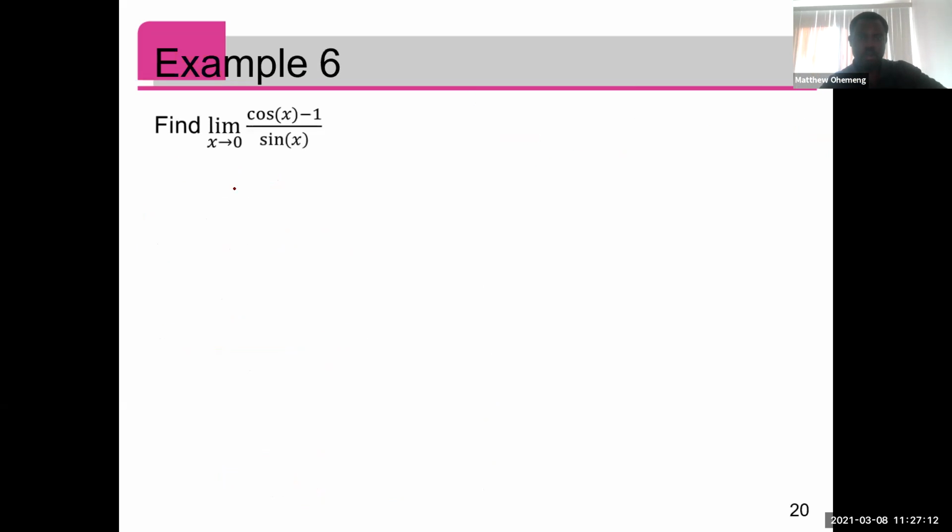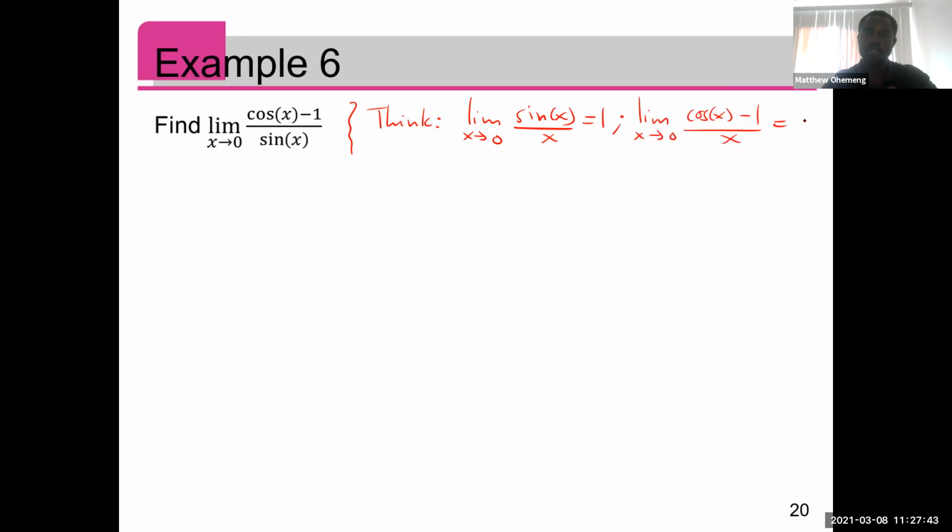Now let's look at this. I put this example to illustrate the structure with cosine of x minus 1. Do you see? Right away, I see cosine of x minus 1, and I see sine of x. So that means I should be thinking of the two structures. Let me use x and not theta so that it matches this. The limit as x approaches 0 of sine of x over x equals 1, and the limit as x approaches 0 of cosine of x minus 1 over x is equal to 0.